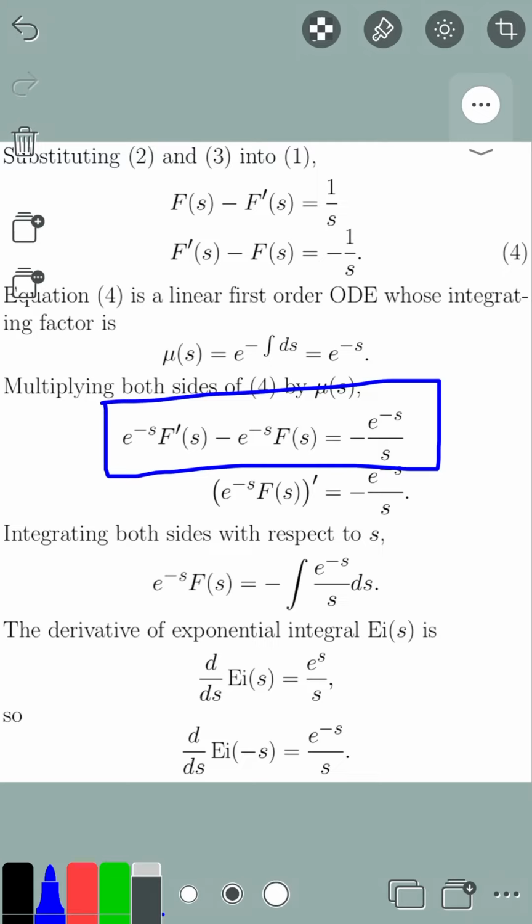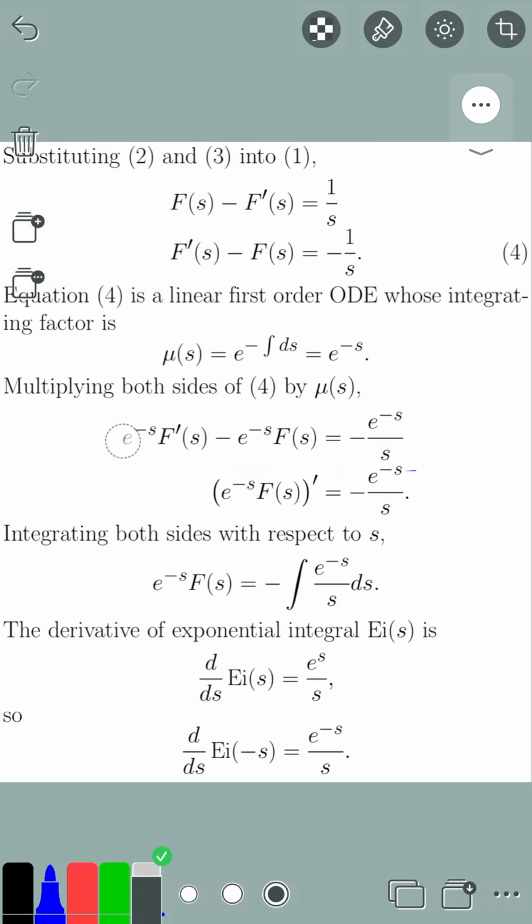So e to the negative s f prime of s minus e to the negative s f of s is equal to negative e to the negative s over s. Alright, so that is the ordinary differential equation. Applying the product rule, we can see that this is simply the derivative of e to the negative s times f of s. That's just the product rule, and that's why we multiply by the integrating factor. That's the job of the integrating factor, to turn this into a simple derivative of a product of something times f of s.